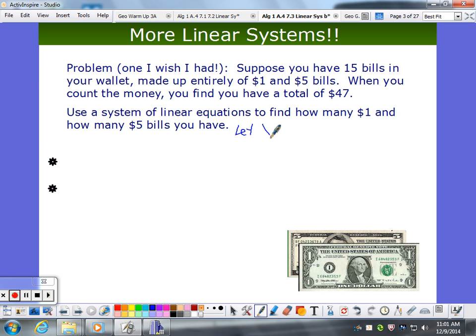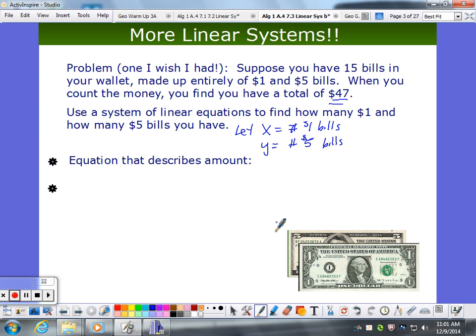All right, well, let's just have a little clue here. I'm going to let x be the number of $1 bills, because that's what I want to find out. How many $1? And I'm going to let y be the number of $5 bills that I have. I kind of have a little guideline there. What do I have here? The amount is $47. You know when you count money? How do you do that? If I know they're all ones and all fives, how does that work?